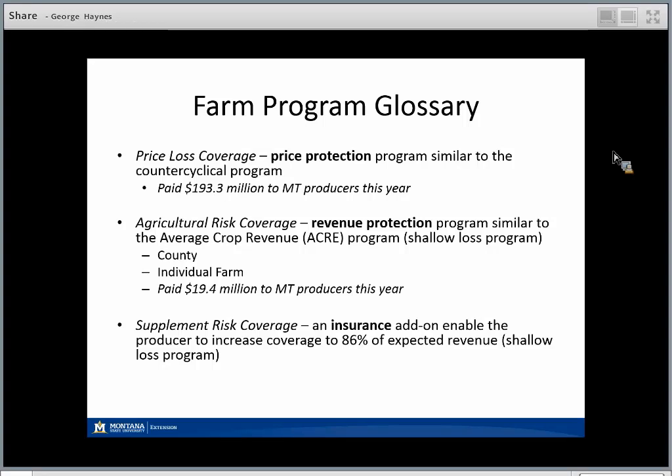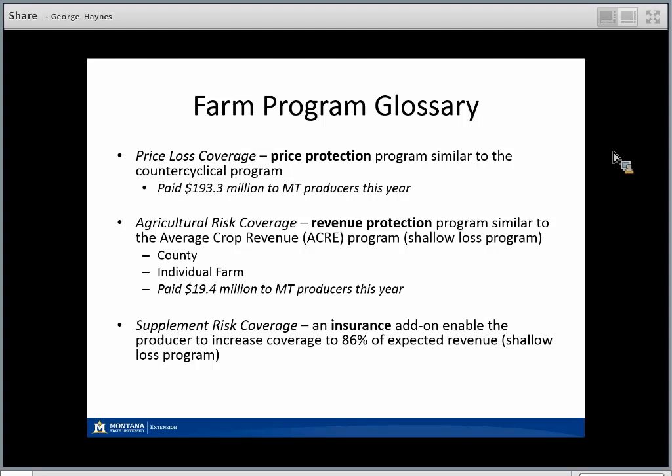Last year in Montana, just to give you an idea, these numbers just came out a couple of days ago, this price loss coverage program paid a little over $193 million to Montana farmers because prices were relatively low. In fact, in the wheat market, they got $1.61 per bushel. You might add that up on your own farm. That turns into some money. So that's one piece of the legislation.